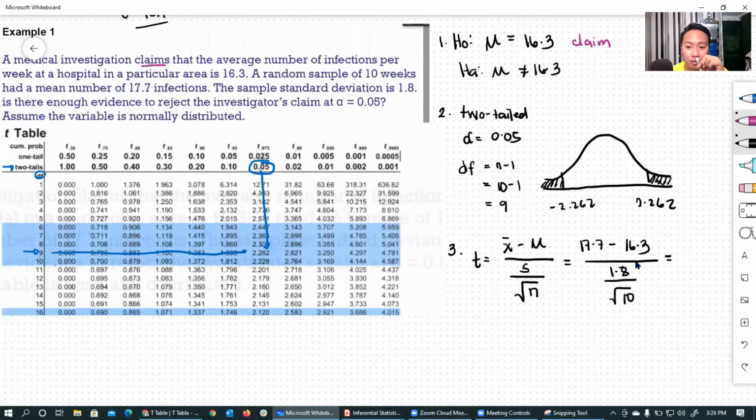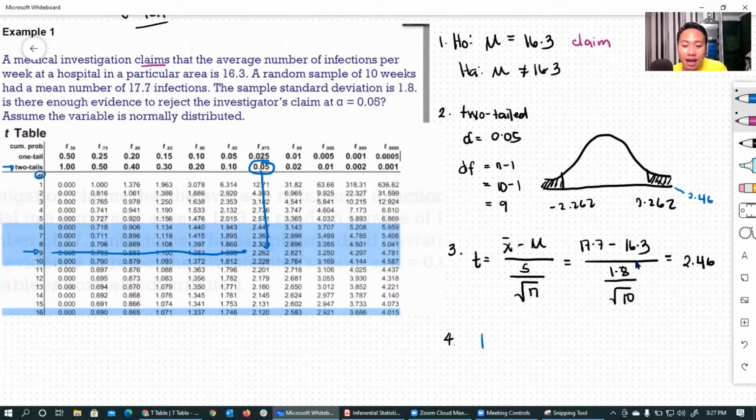I get an answer of positive 2.46. So since we're done with step 3, guys, we're going to be working on step 4, where we are going to decide if we have to accept or reject the null hypothesis. And that's going to be based on the values that we solved from step 3 and step 2. So if you take a look at it, 2.46 is located somewhere here, which is technically part of the rejection area.